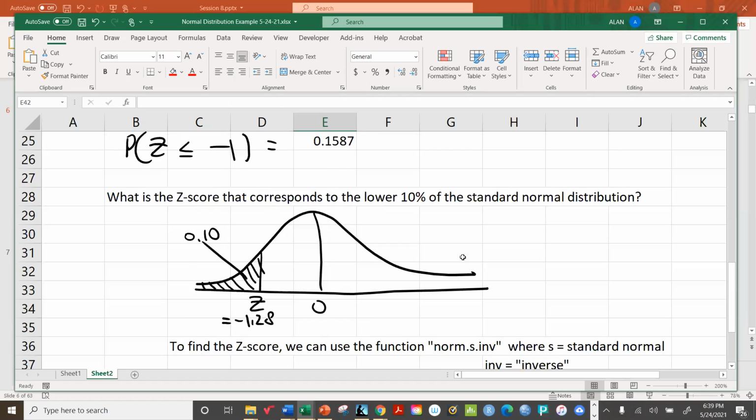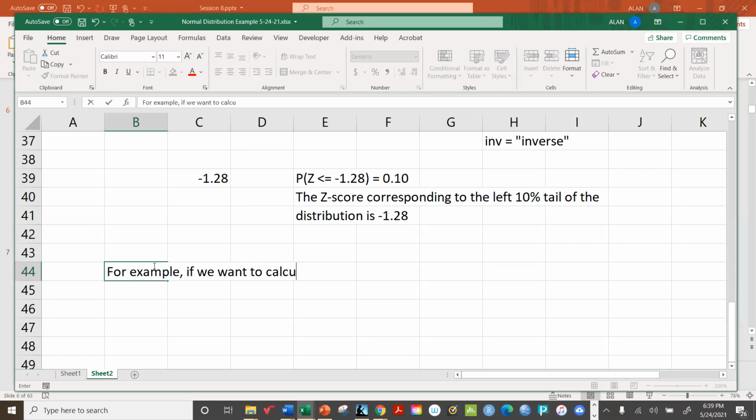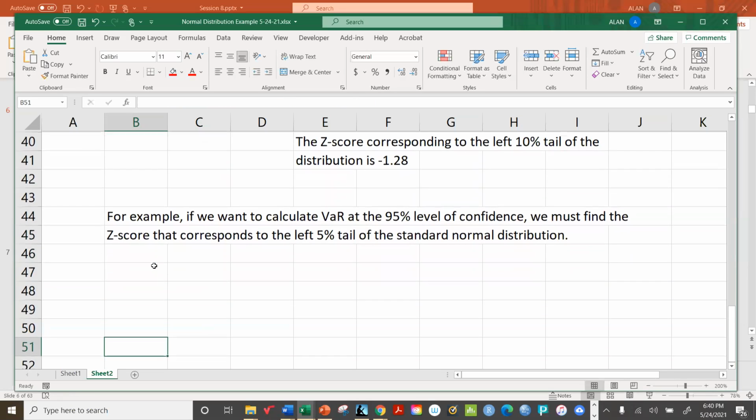And so the tail area will depend on what level of confidence we have or want to have in our results. All right, so for example, if we want to calculate VAR at the 95% level of confidence, we must find the z-score that corresponds to the left 5% tail of the standard normal distribution. So let's do that.